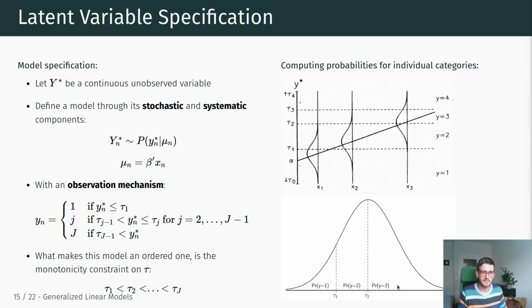We have an underlying latent variable, and based on the distribution of that latent variable and the thresholds in that latent variable, we have an observation mechanism with probabilities of y being equal to each of those category outcomes, essentially. Okay.